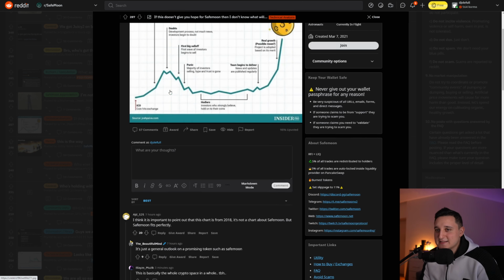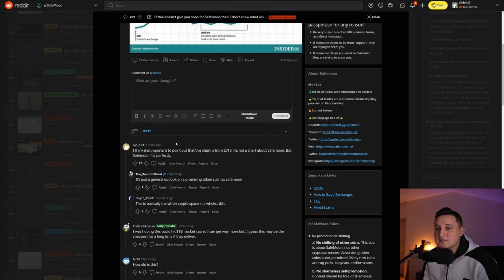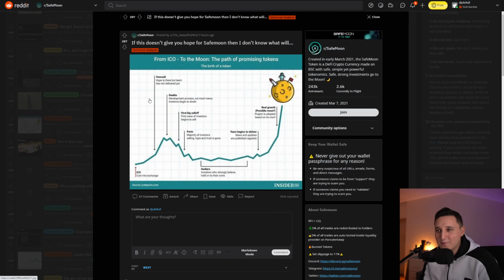So, is this from Insider? I think it's important to point out that this chart is from 2018. It's not a chart about Safemoon, but Safemoon fits perfectly. It's just a general outlook on promising tokens such as Safemoon. Oh, okay. I'm like, what? They're talking about Safemoon? Nah, not really.